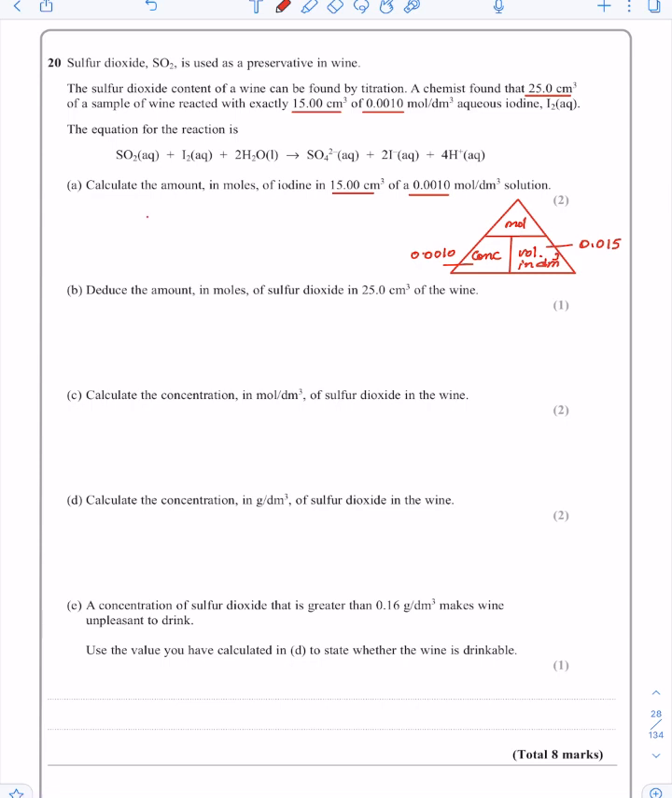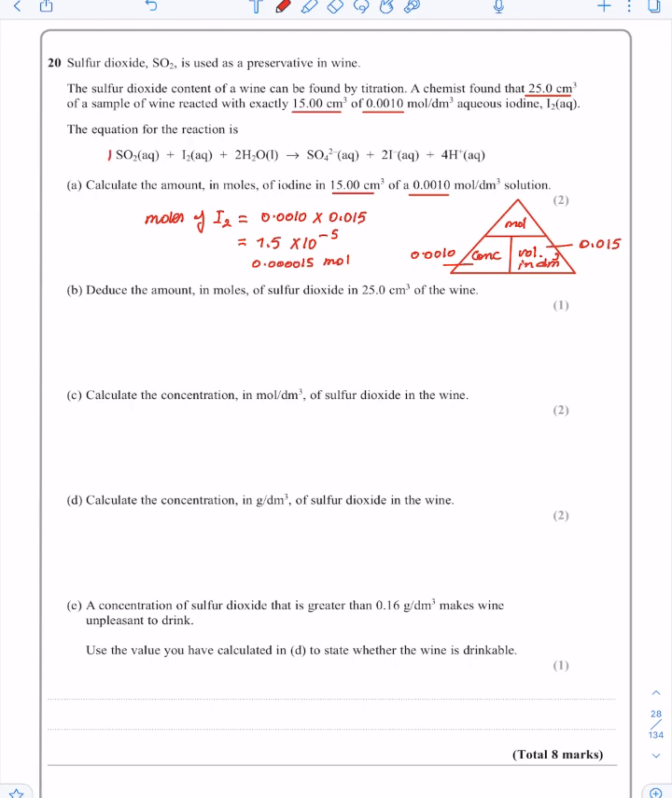So here the moles of iodine is equal to 0.0010 by 15 over 1000, which is 0.015. What does that give me? It gives me 1.5 times 10 power negative 5, which is 0.00015 moles. B. Deduce the amount of moles of sulfur dioxide.